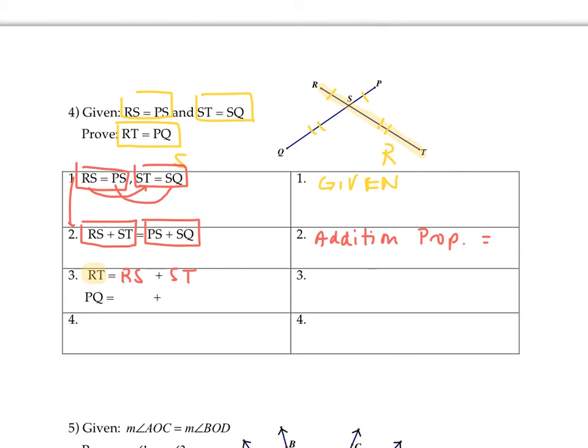In the next line, we're going to do something similar. We're going to talk about PQ. Well, PQ, the line segment goes from P through S to Q. So we can say that PQ is equal to PS plus SQ. When you say that a whole line segment is equal to the sum of two shorter line segments, and all the points are collinear, that's an example of the segment addition postulate.